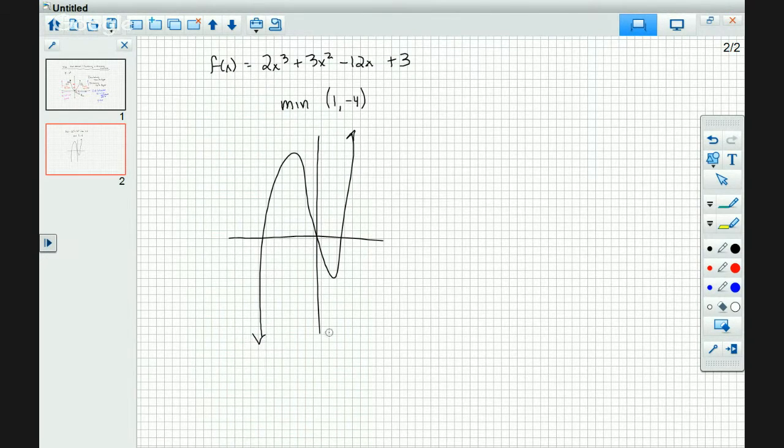So that's just a sketch of the graph. Here is our minimum. Okay. You with me?